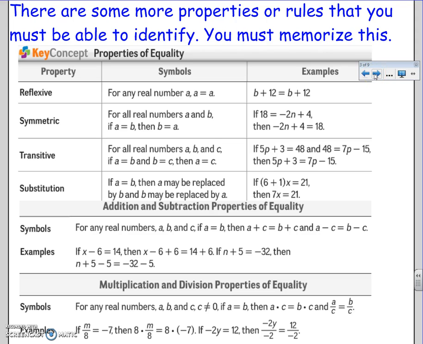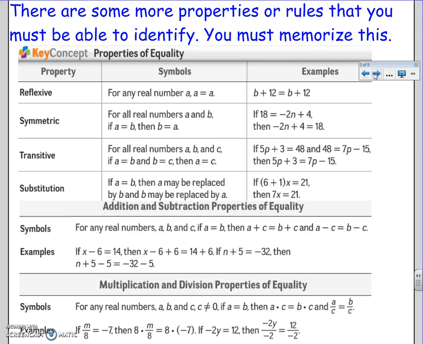Alright, there's some more properties or rules that you need to be able to identify. Again, you must memorize these. Reflexive. A equals A. Example, B plus 12 equals B plus 12. It's the same thing on both sides. It's like your reflection. So reflexive is like your reflection. Nothing changes, exactly the same.